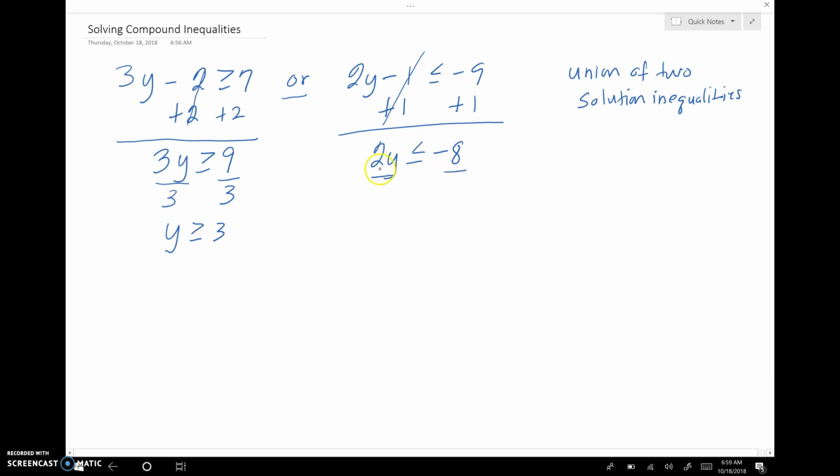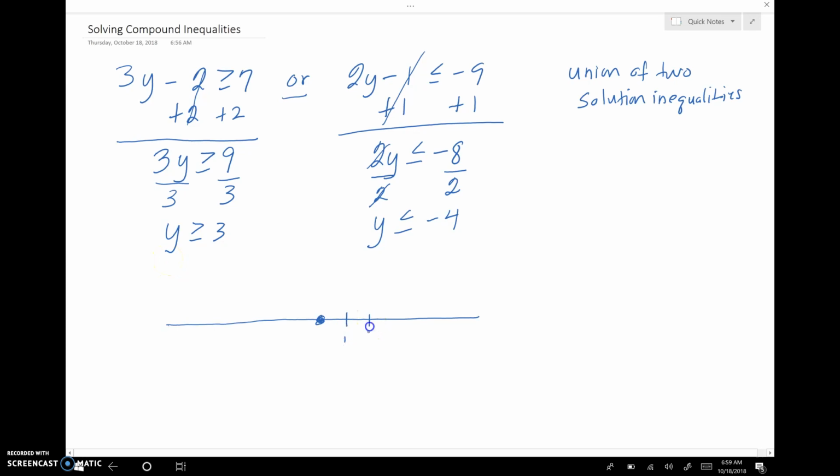And we notice that we have 2 times y in our next step, so we're going to have to divide both sides of the inequality by 2. 2 divided by 2 is 1, so you're left with y is less than or equal to negative 4. So now we have two solutions. We have the first one that says y is greater than or equal to 3.